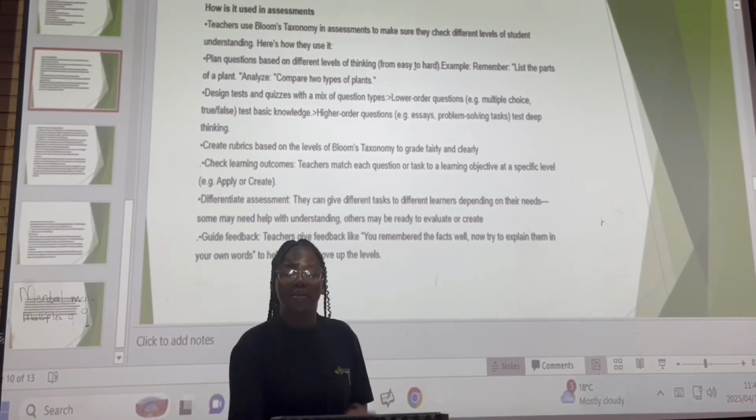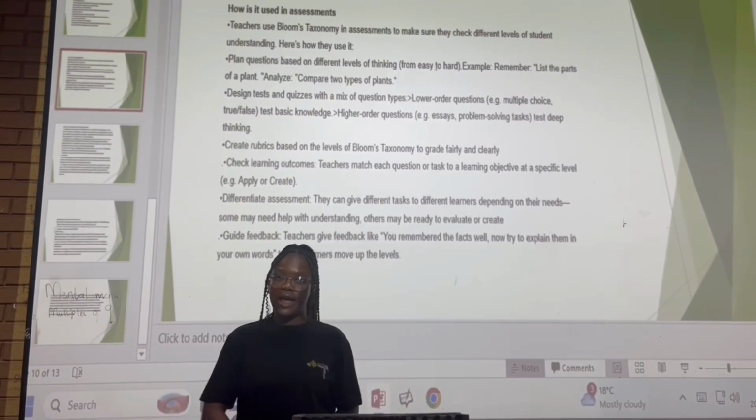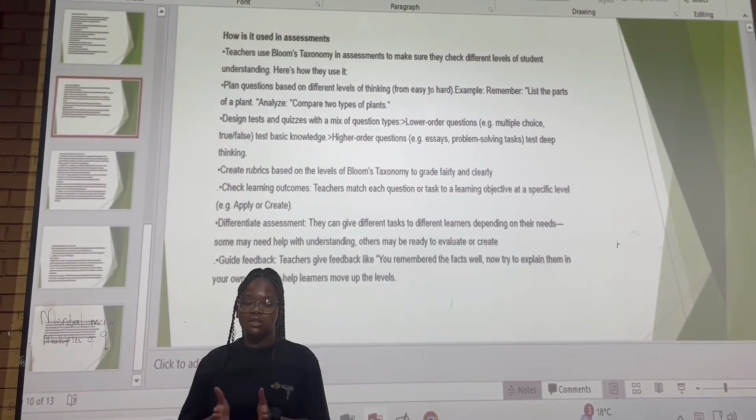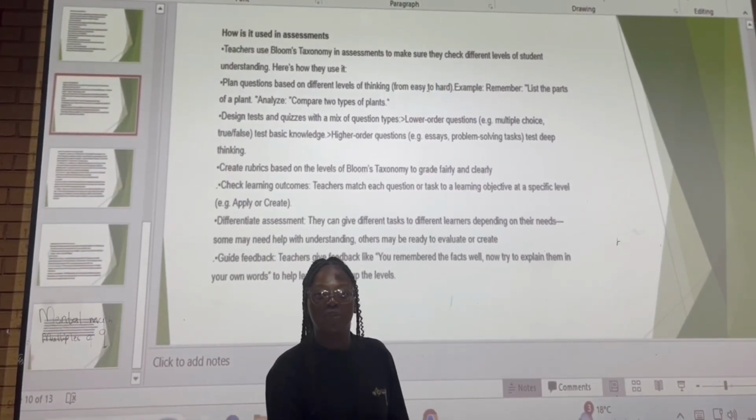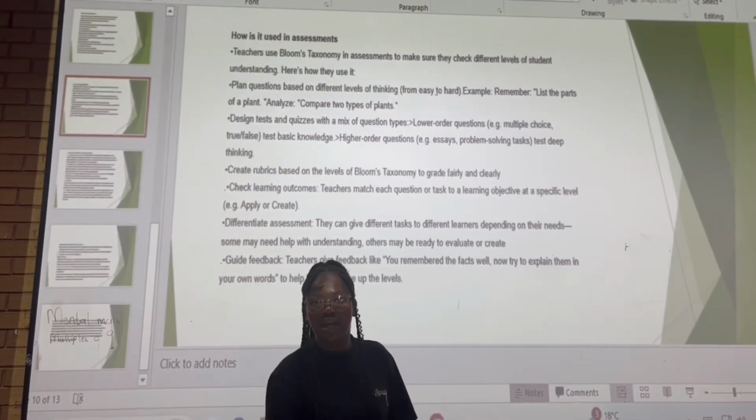They design tests and quizzes with a mix of question types. For low order questions, they can use multiple choice or true or false to test basic knowledge. And for high order questions, they can use essays or problem solving tasks to deepen thinking. They create rubrics based on Bloom's taxonomy to grade fairly and clearly. They also use it to check learning outcomes.